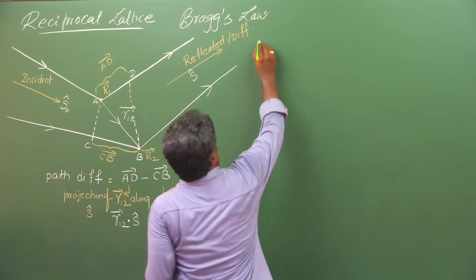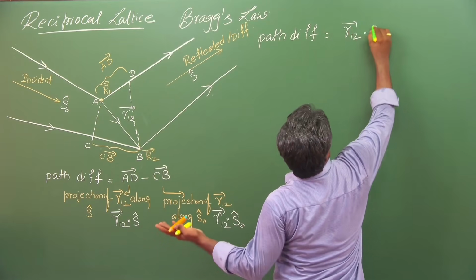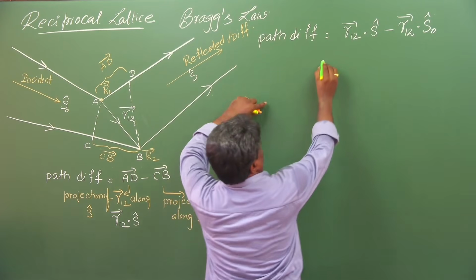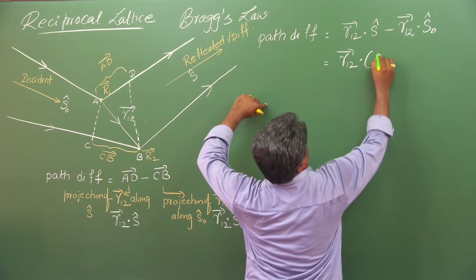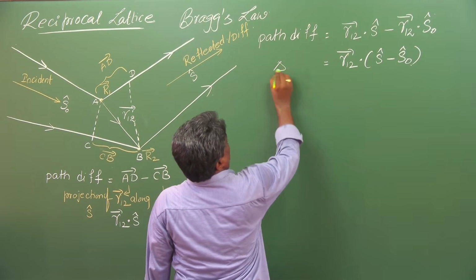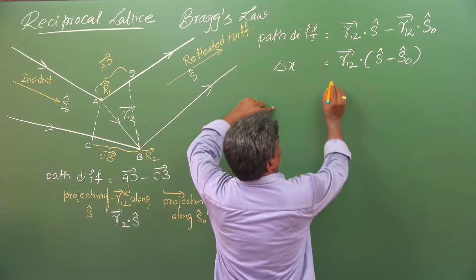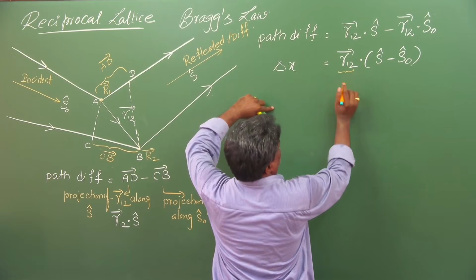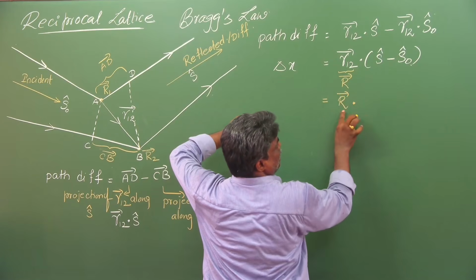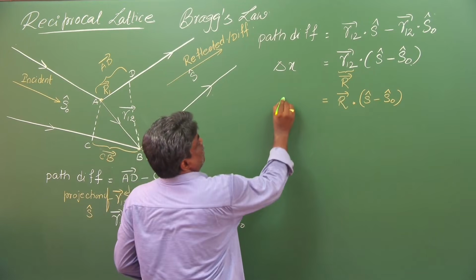Now see, finally we got path difference equal to R12 bar dot S cap minus R12 bar dot S0. I can take out R12 bar common: R12 bar dot (S cap minus S0). Up to this any trouble? So what is this path difference? Already you know one condition for path difference. Is it a real space vector? Yes. That's why I am simply taking it as R bar. That means the real space vector R bar dot (S cap minus S0), carefully observe, this is the path difference.